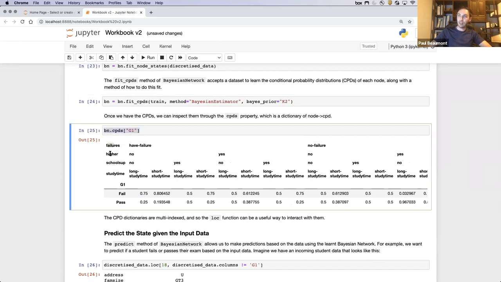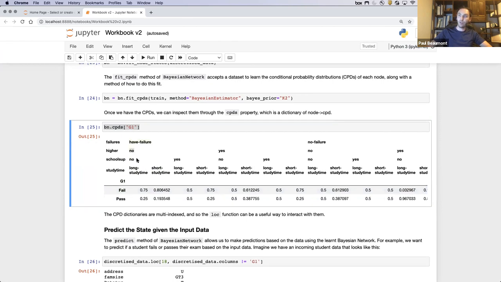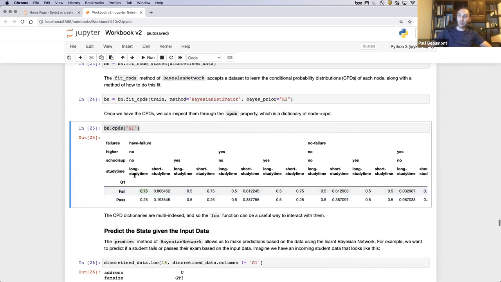You can see here failures, higher, schools up, study time, the same four parents, right? And these parents have different states. So it's either have failure or no failure for failures. Higher is either no or yes, and we need to have it twice, right? Because we've got failure and failures above. Schools up is also only no or yes. And then study time is either long or short. And you can see that all we're learning and all we're fitting is essentially probabilities, right? So the probability of G1 being fail, given that failures was a previous failure, higher was no, schools up was no, and study time was long, the probability of failure was 0.75. Probability of failure, given all of these things, but also study short time increases, right?